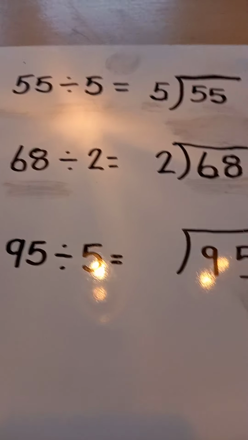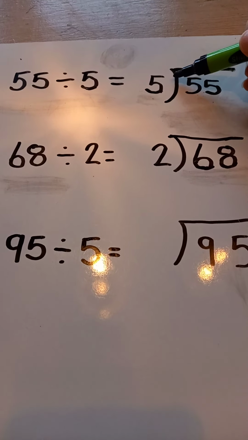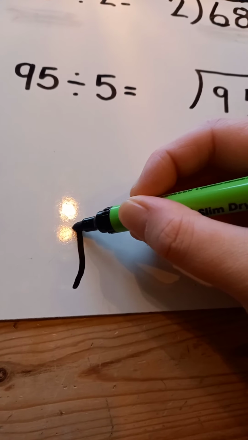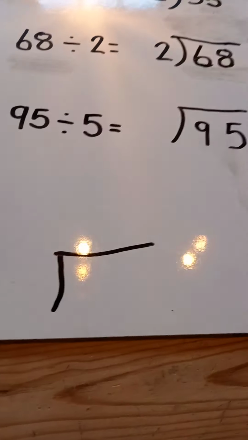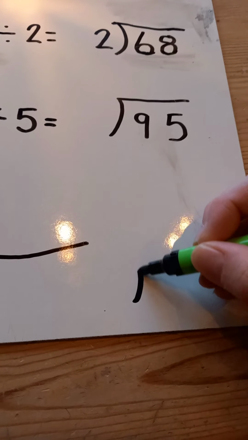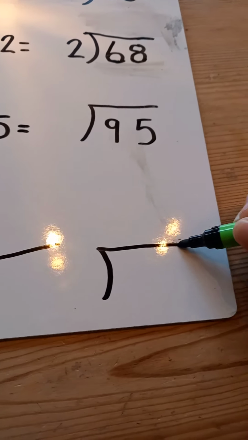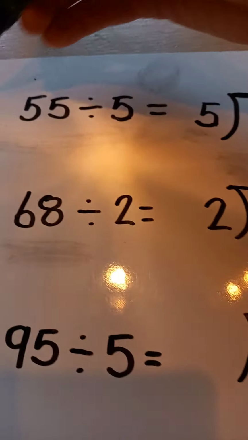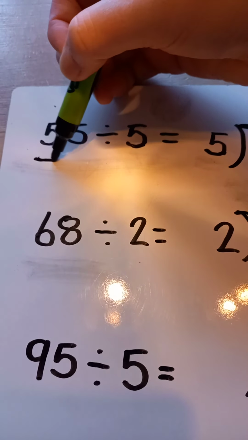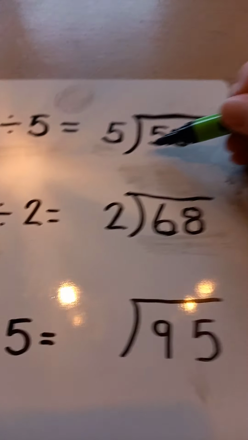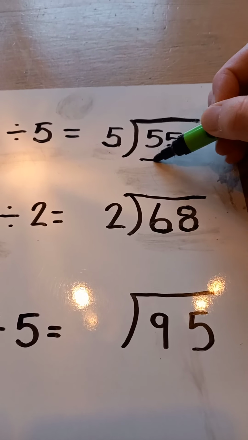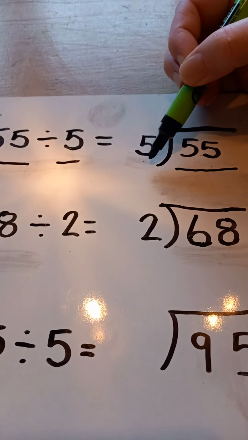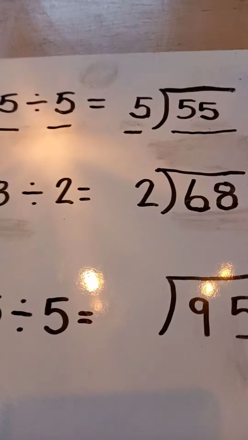55 divided by 5. With your bus stop method, the first thing you do is you draw a very simple bus stop shape. Oh, that one's a bit wonky. A bit of a curve there and a straight line. Now inside your bus stop, you put your large number. The first number in your division calculation goes inside your bus stop. Your number that you're dividing by, so in this case 5, goes outside the bus stop.